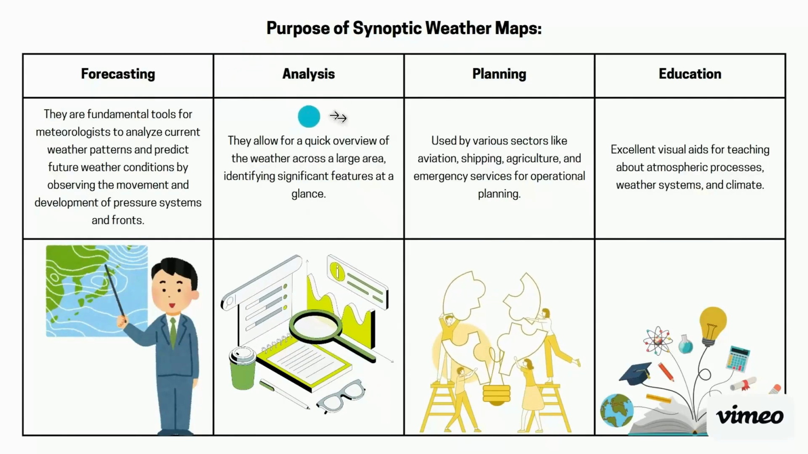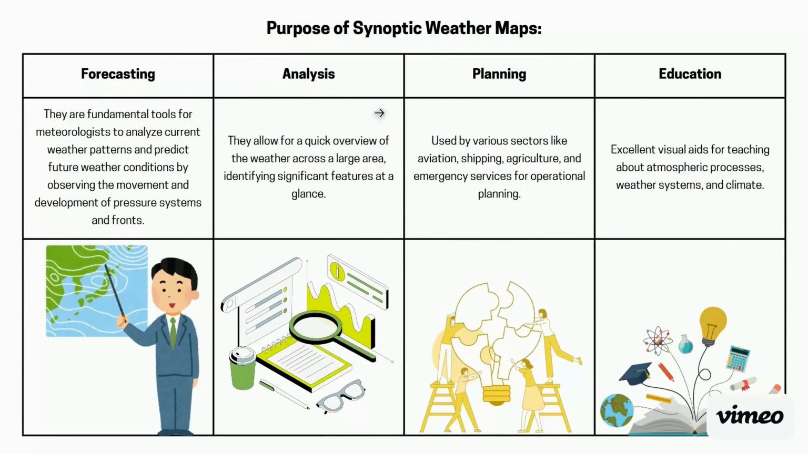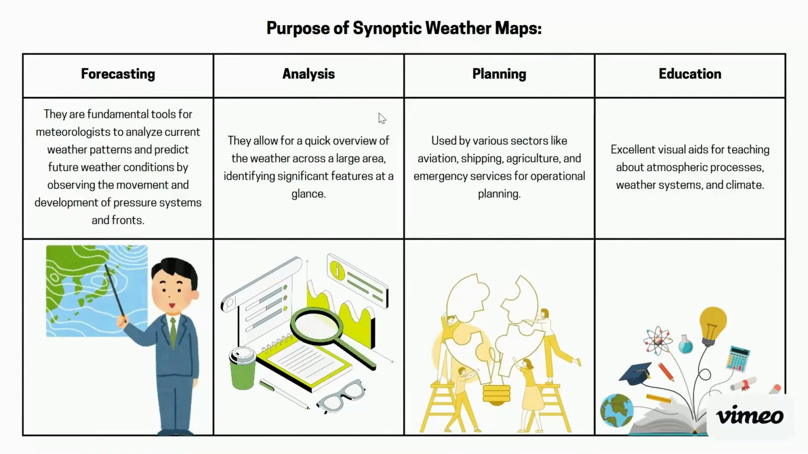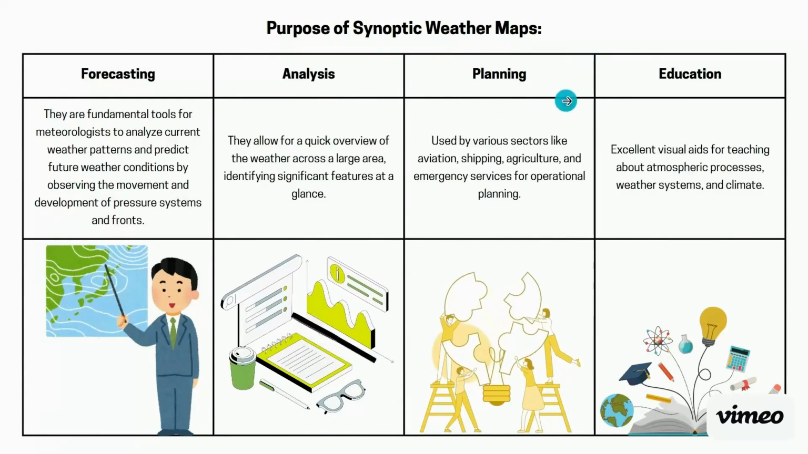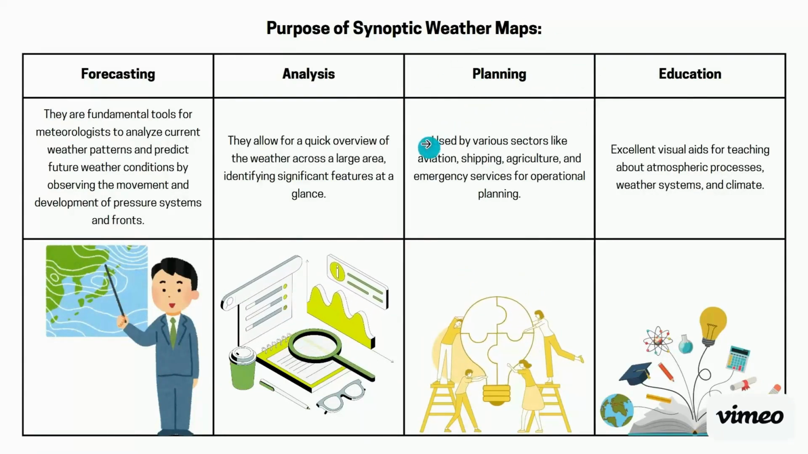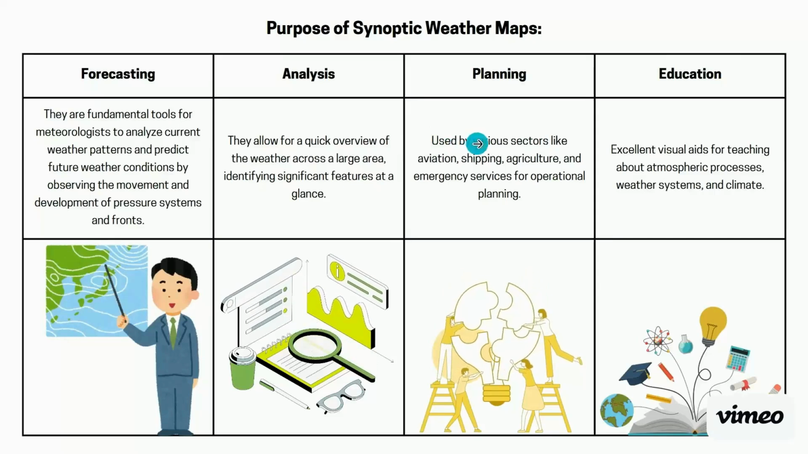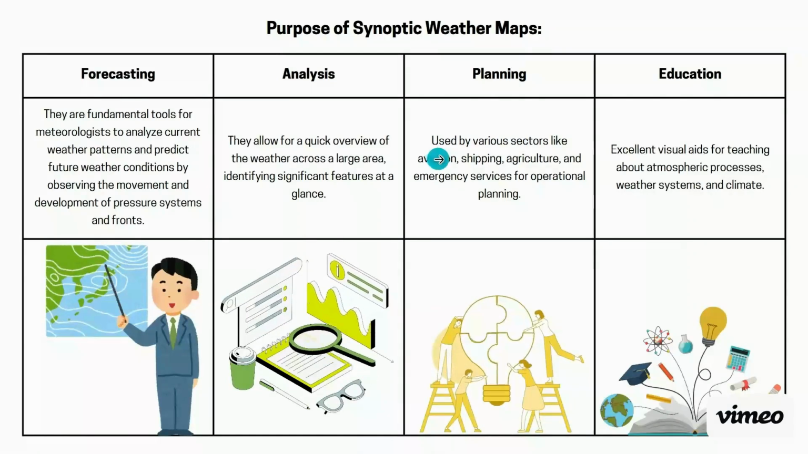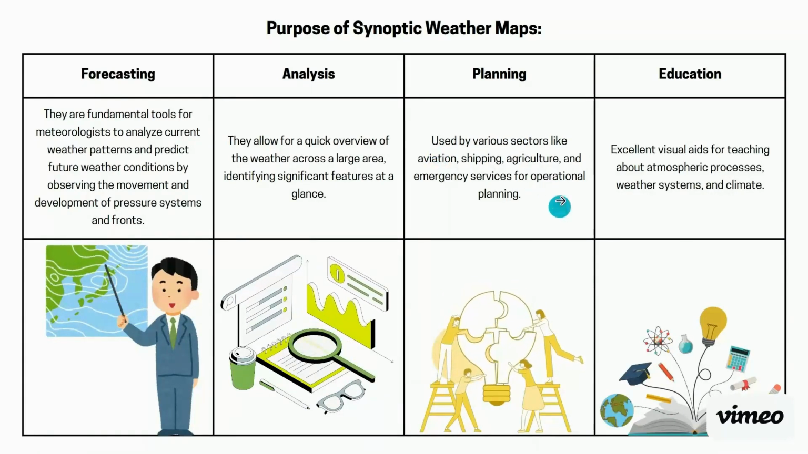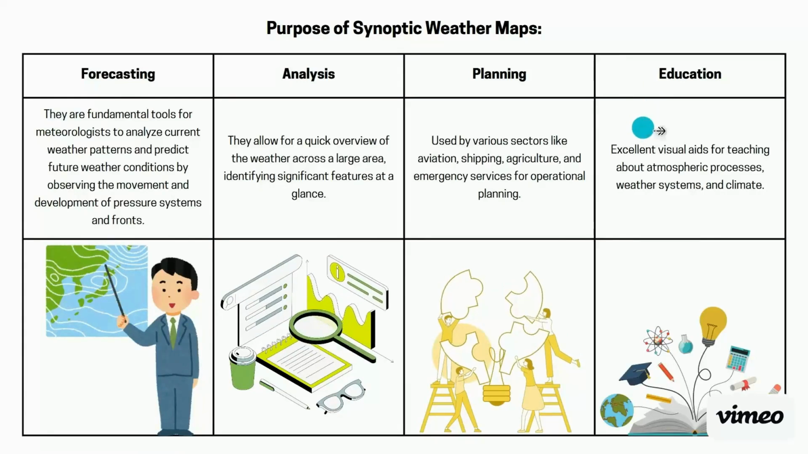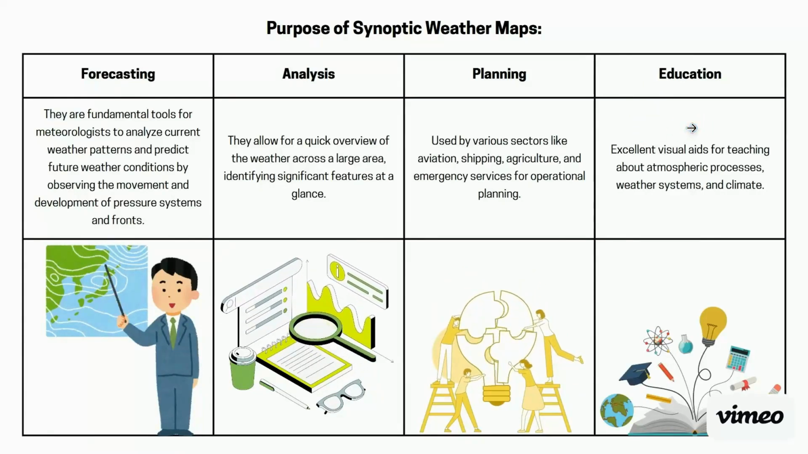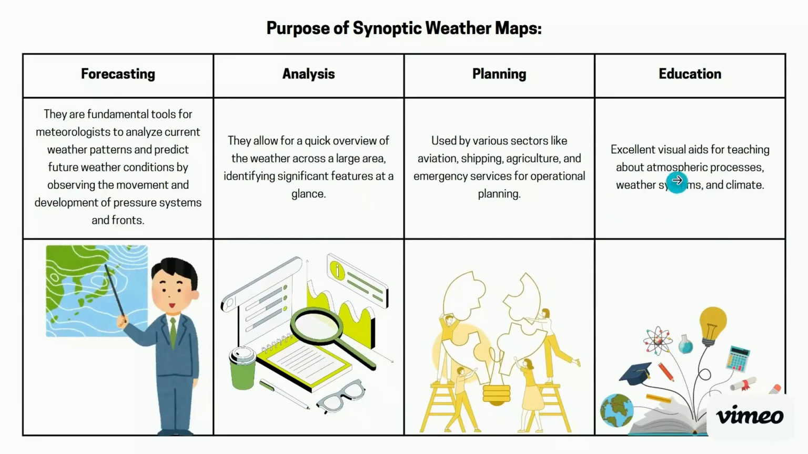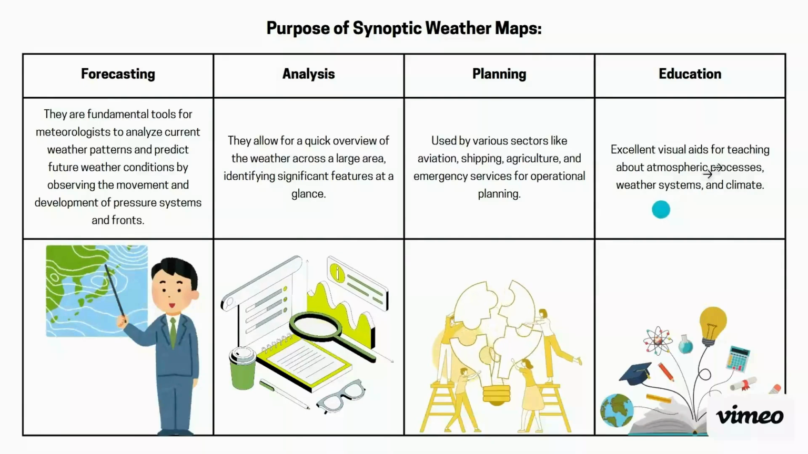Analysis: they allow for a quick overview of the weather across a large area, identifying significant features at a glance. It's also for planning purposes, used by various sectors like aviation, so for the airplanes, shipping, for the ships, agriculture, farming, and emergency services for operational planning. And for education: an excellent visual aid for teaching about atmospheric processes, what we are doing now, what you are learning now, learning about the weather systems, climates, and so forth.